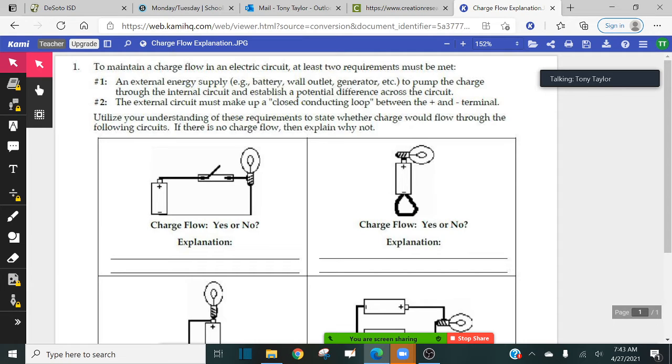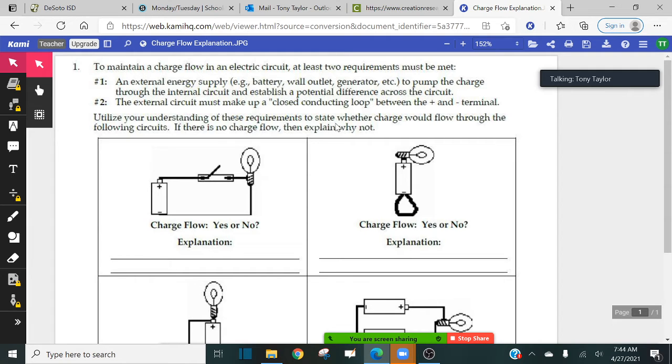So what this says here, to maintain a charge flow in an electrical circuit, at least 2 requirements must be met. 1, there must be some sort of external energy supply, such as a battery or a generator. So there must be an external energy supply to pump charge through the internal circuit and establish a potential difference across the circuit. 2, the external circuit must make up a closed conducting loop between the positive and negative terminals. Okay, so there must be a closed conducting loop. Everybody got that? Okay.